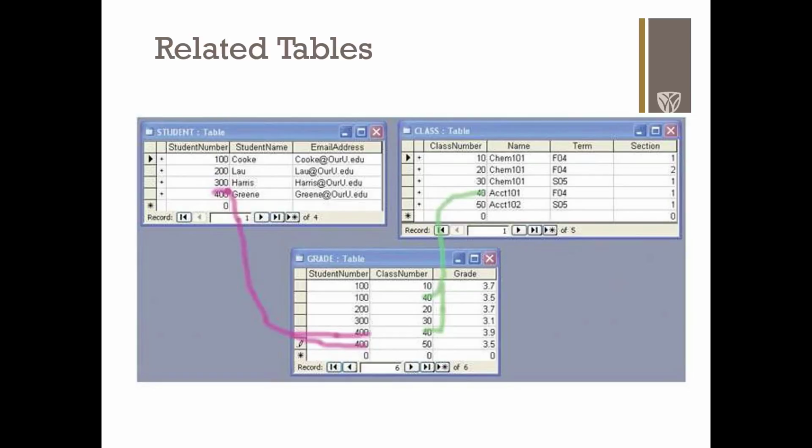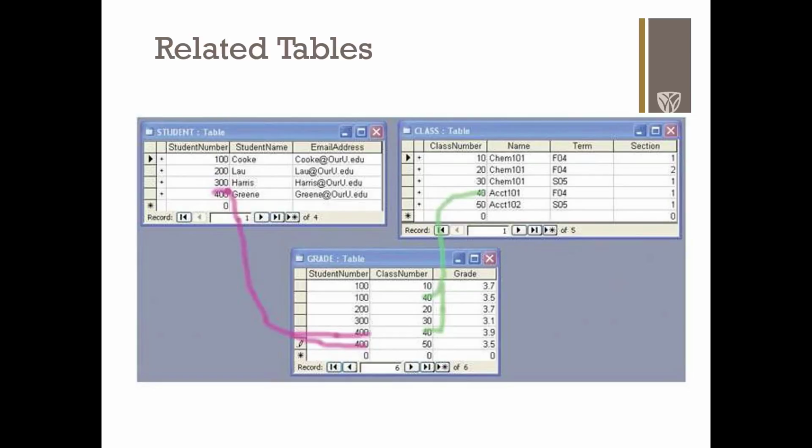The way this is designed, if you take a look at the student table, each student number only appears once. The student number is unique. It uniquely identifies a student. Same thing with the class number. Each class number is unique. It only appears once in the class table. It uniquely identifies an instance of class.